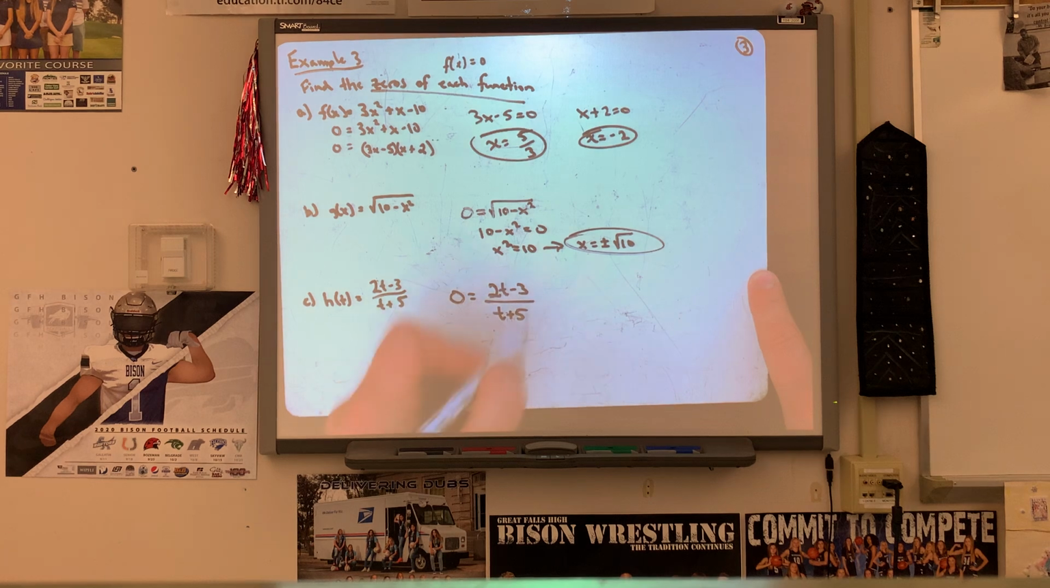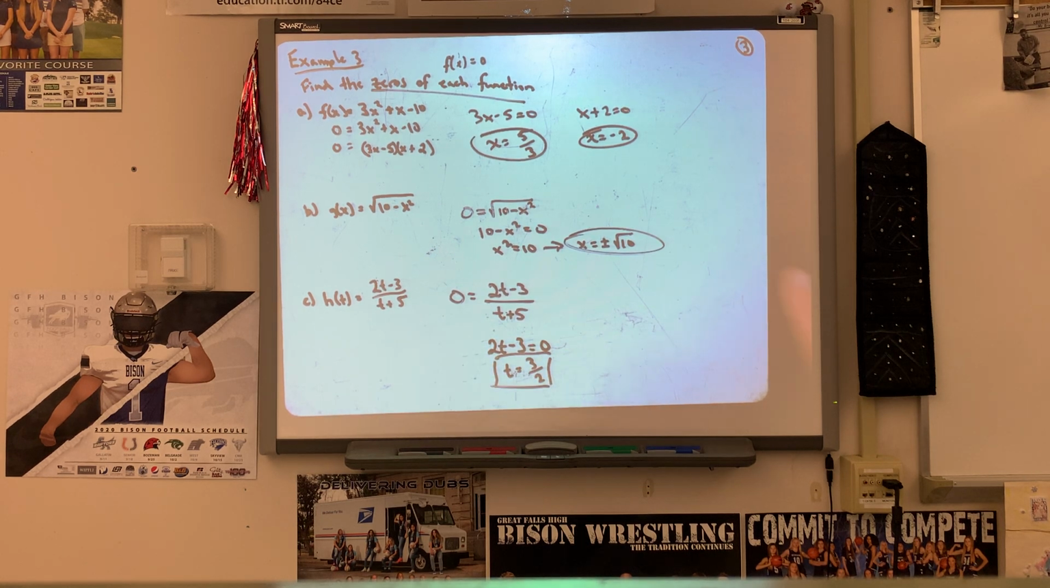Again, this is a fraction. In order for us to get 0 out of a fraction, it only works when the numerator is equal to 0. So from this, I know that 2t minus 3 equals 0. Go ahead and add your 3, divide by 2. You learn that t equals 3/2. Okay? So that's how you find the zeros of a function.